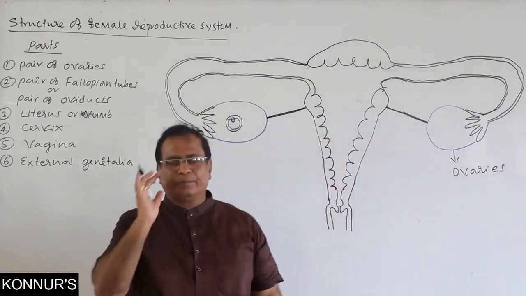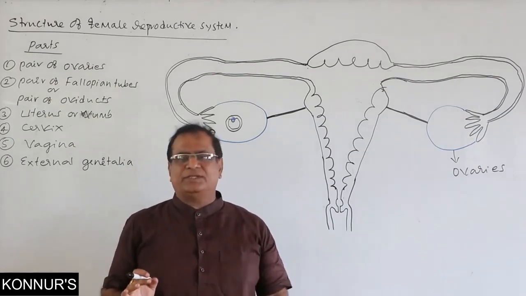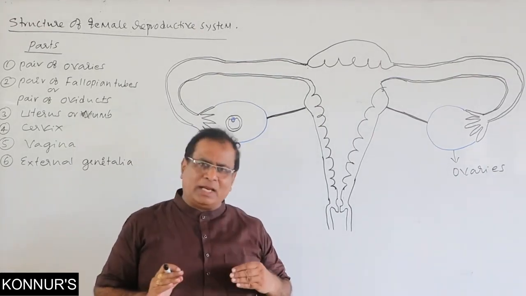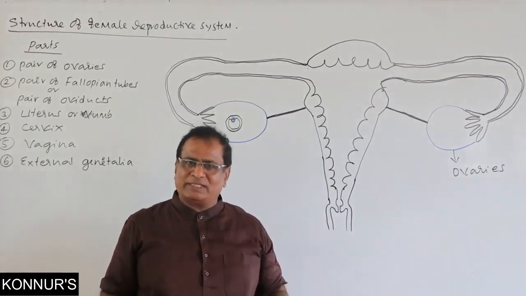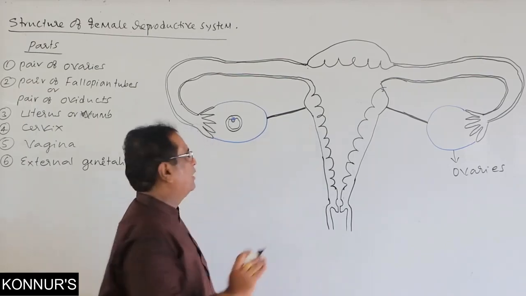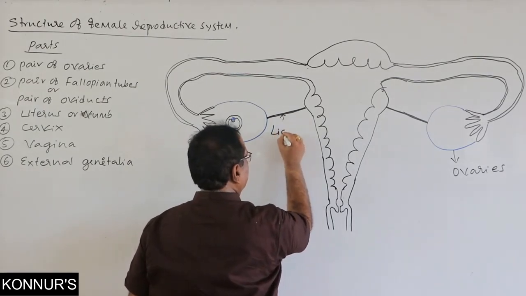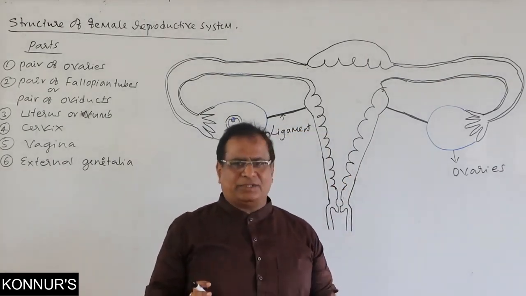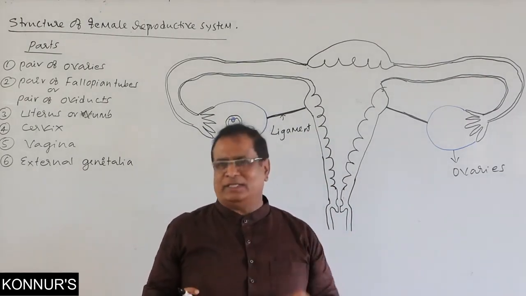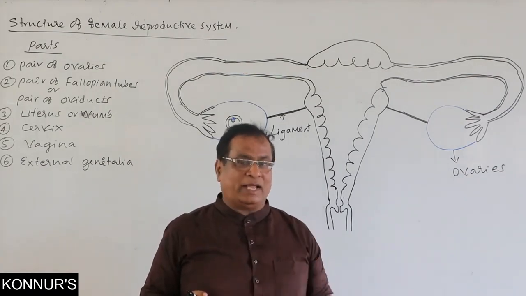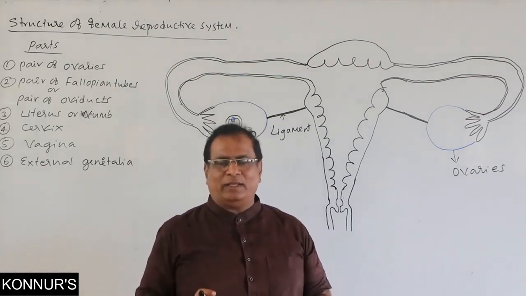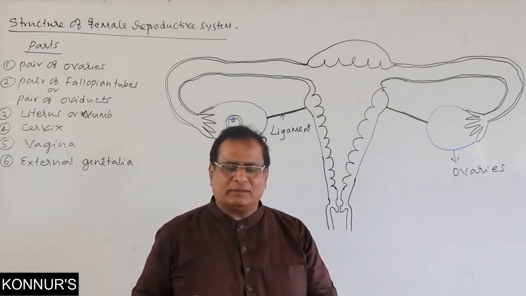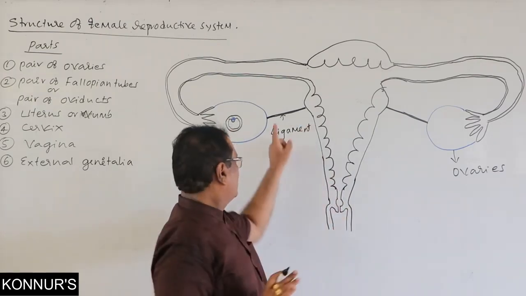This pair of ovaries are present on either side of the lower abdominal cavity and are attached to the wall of the pelvis and also to the uterus by ligament. This is the pelvic region.